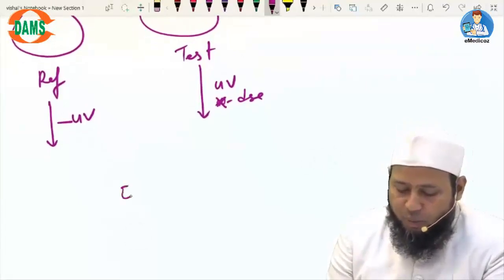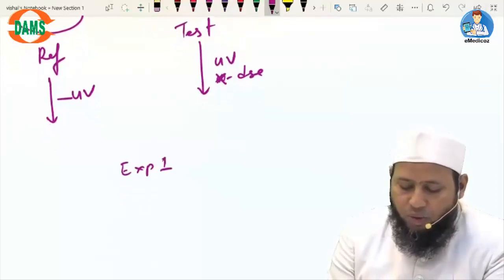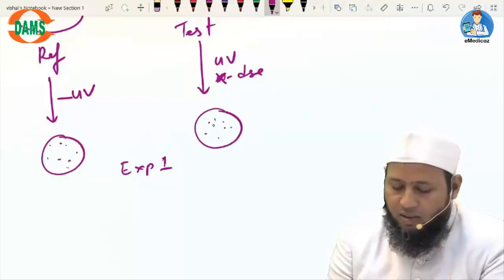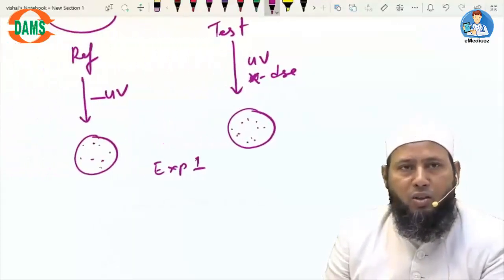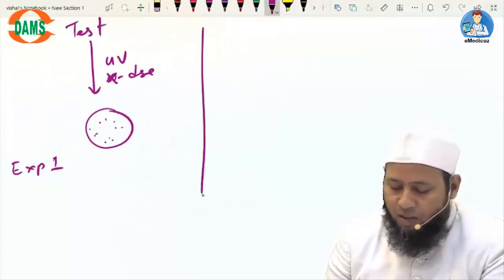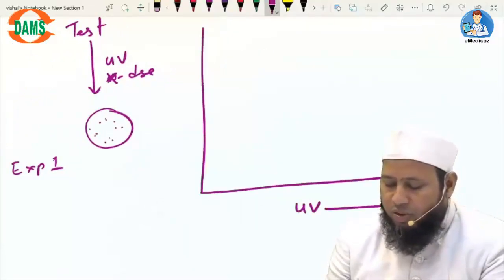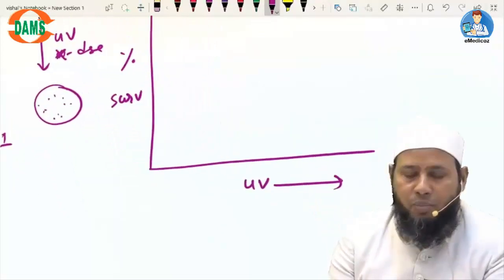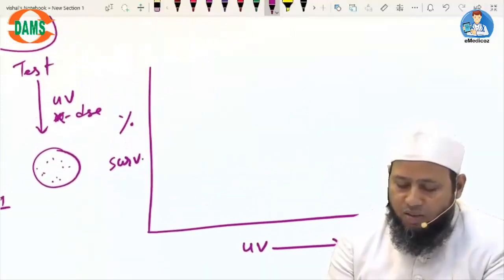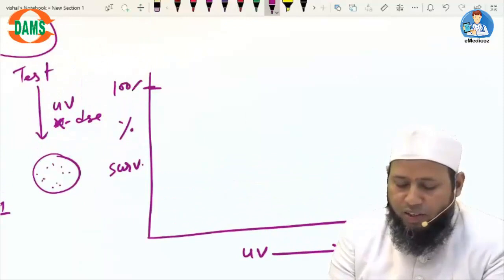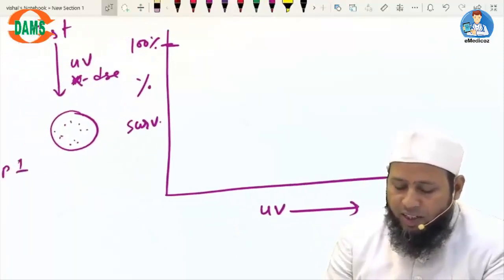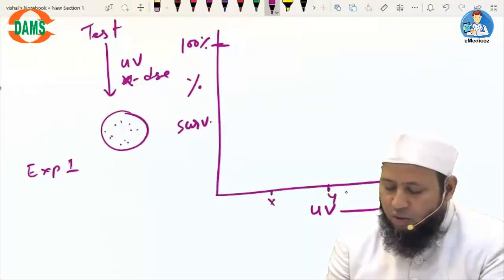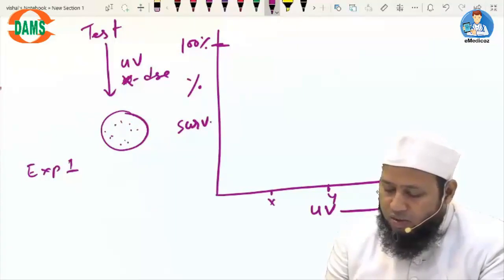Let's suppose this is experiment 1. What we do here, we get the colonies, and then we count these colonies and plot it. Here is UV exposure, and here will be your percent survival. Remember, the wild type survival will be called 100%. And then next we will apply dose X, dose Y, and then dose Z.